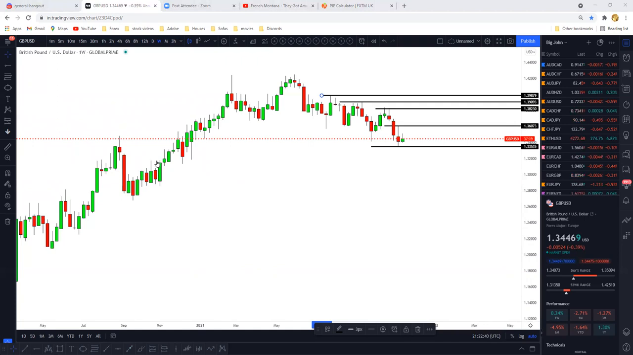If it's NFP, they can use NFP week to go grab that liquidity quickly, then reverse it, or they can stall it a bit to go grab the liquidity for NFP after. Like, they can do all of these types of things. So you just got to know the flow of the market.